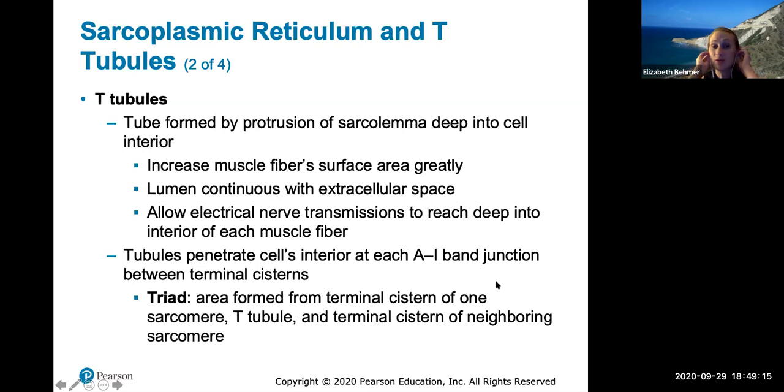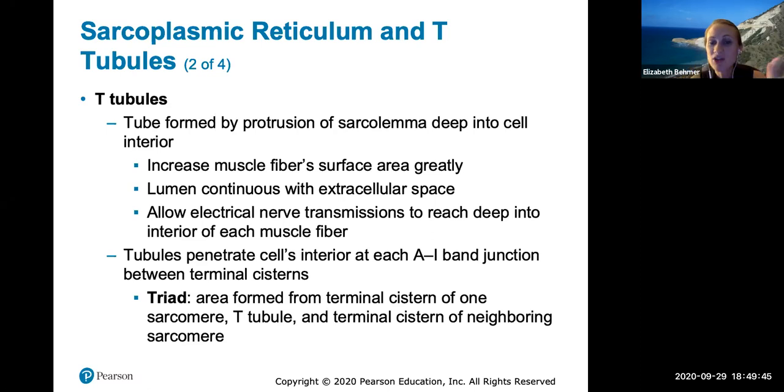T-tubules are tubes formed by the protrusion of the sarcolemma that travel deep into the cell interior. It increases the muscle fiber's surface area. It allows the electrical nerve transmissions to reach deep into the muscle fiber. So a T-tubule is kind of a deep pit within the muscle fiber where that electrical nerve transmission will travel into the fiber, just to allow that transmission to get into the muscle.